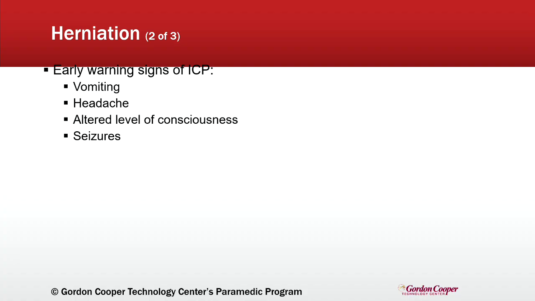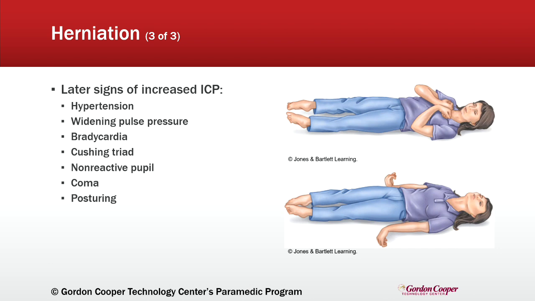Early signs and symptoms of this increasing intracranial pressure are going to be vomiting, headache, altered level of consciousness, and maybe even seizures, which is not real uncommon. Later signs of this intracranial pressure include hypertension, widening pulse pressure, and bradycardia, which all come together to make what's known as Cushing's triad. So those are pretty common signs. Hypertension, widening pulse pressure, and bradycardia is Cushing's triad.